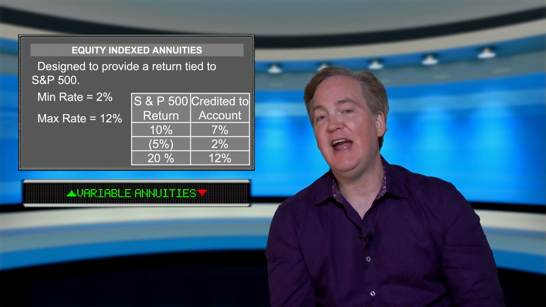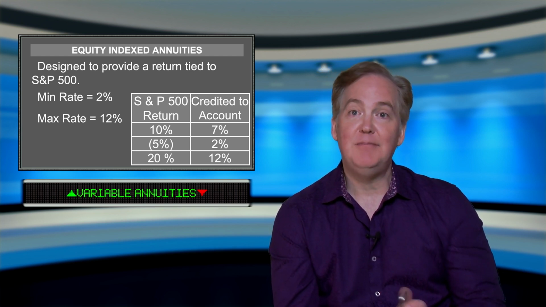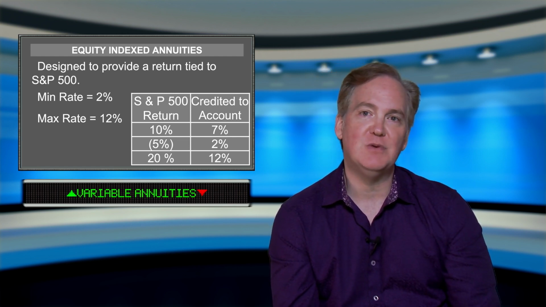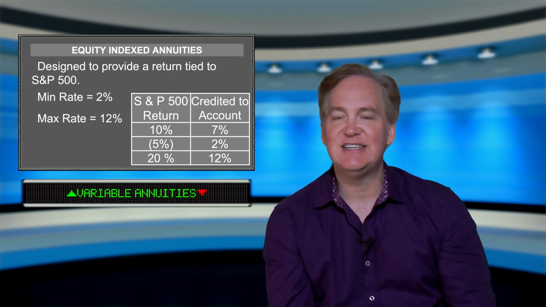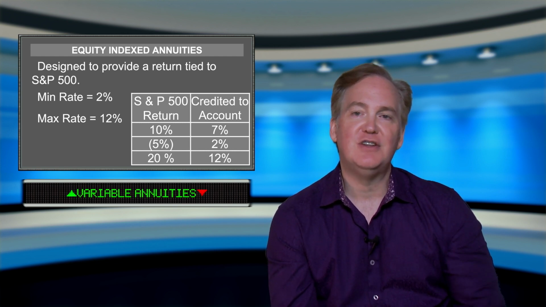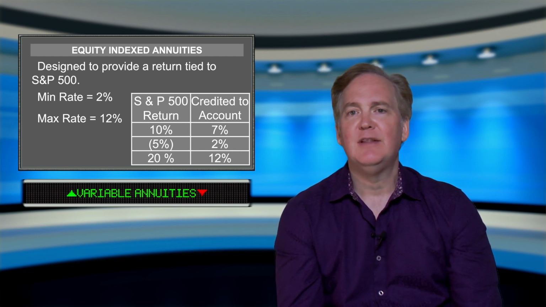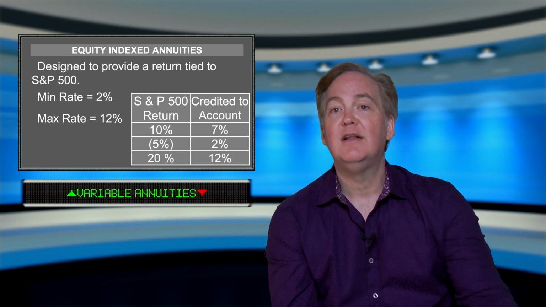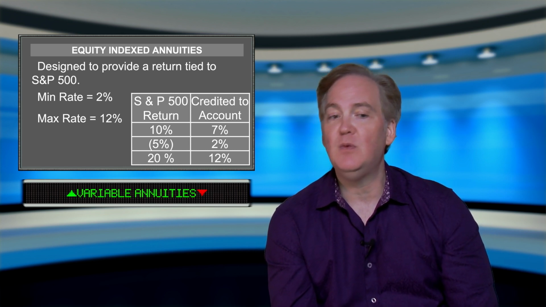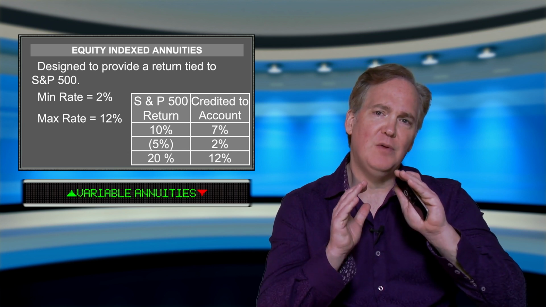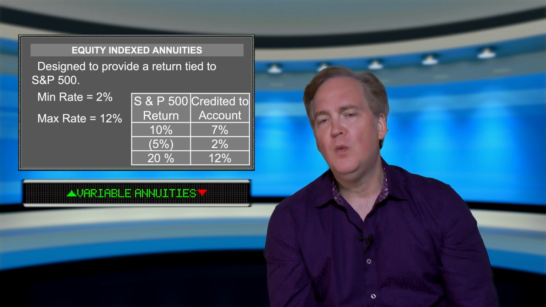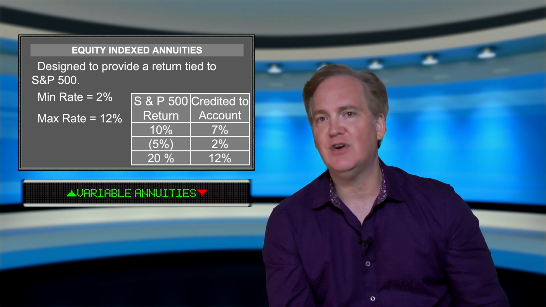There will also be a maximum rate. The maximum rate is the most the investor or annuitant could hope to receive if the market did exceedingly well. So the minimum comes into play when the market does poorly, and the maximum comes into play when the market does exceptionally well.